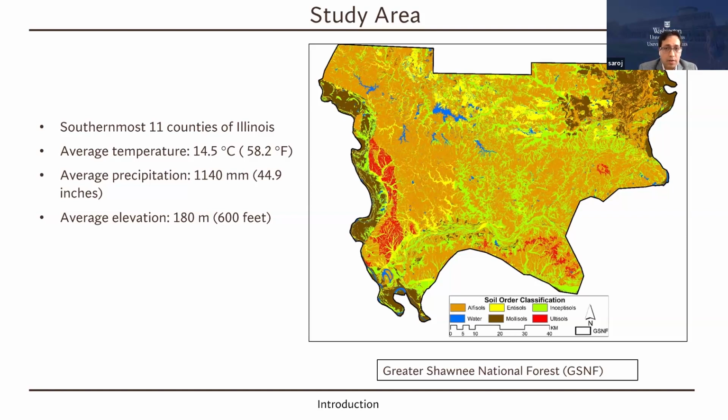In the northern part, it's mostly dominated by agriculture, and in the Mississippi Plain there's also dominant agriculture, but it is mostly covered by forest. Average temperature is 14.5 degrees centigrade, precipitation is around 1140 millimeters, and average elevation is around 180 meters.